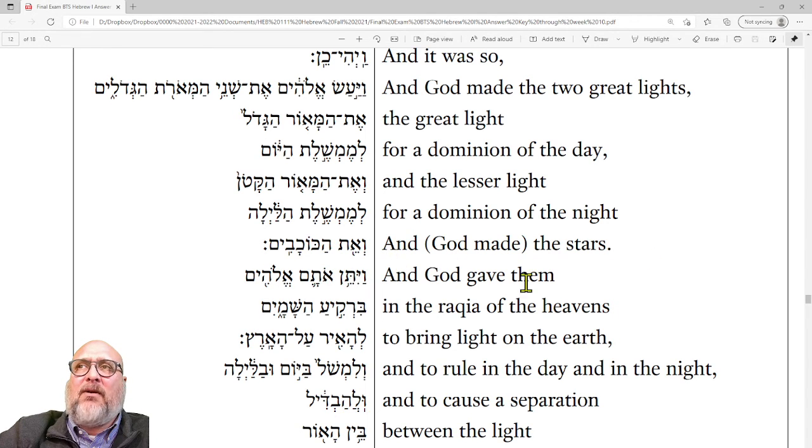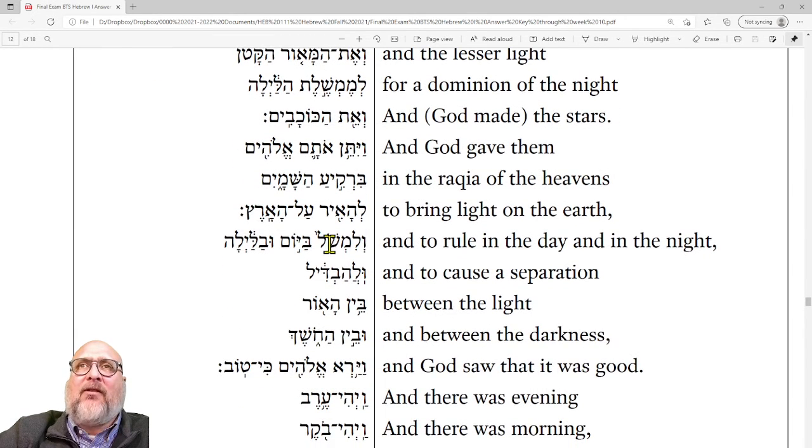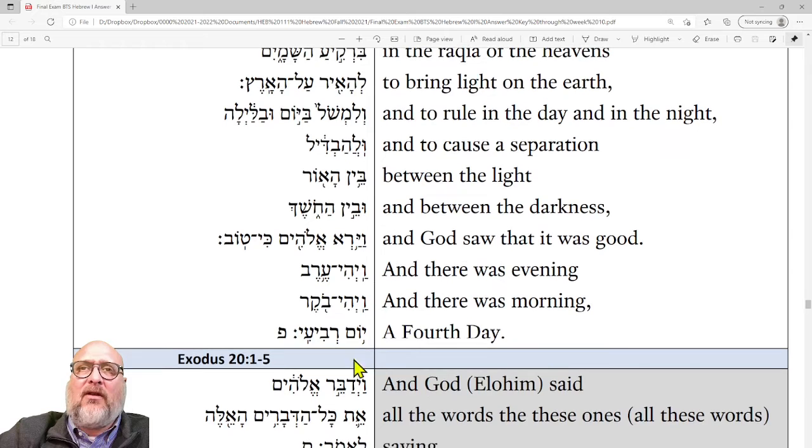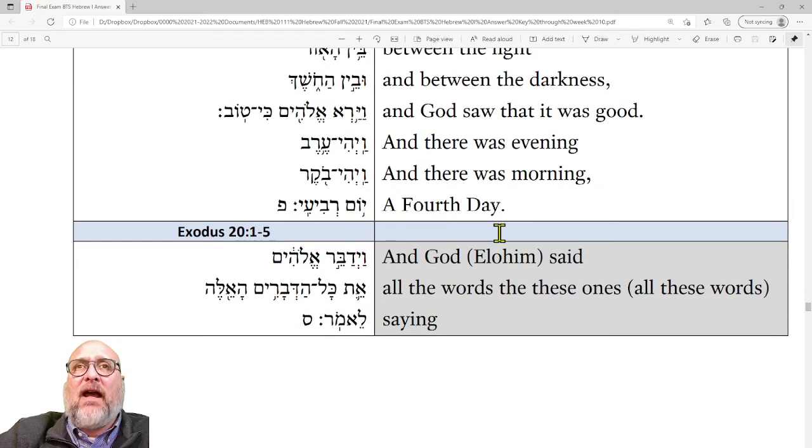And Elohim gave them in the rakia of the heavens to give light upon the earth, and to mashal, to have dominion over the day and over the night, and to cause a division between the light and between the darkness. And God saw that it was good, and there was evening and morning, a fourth day. So you need to be able to read through that.